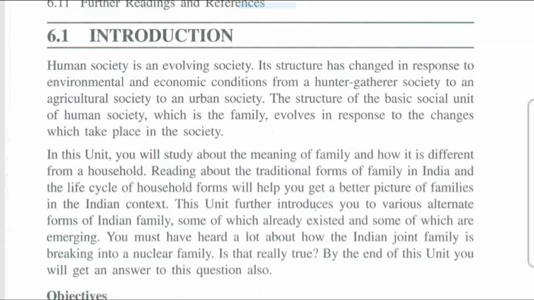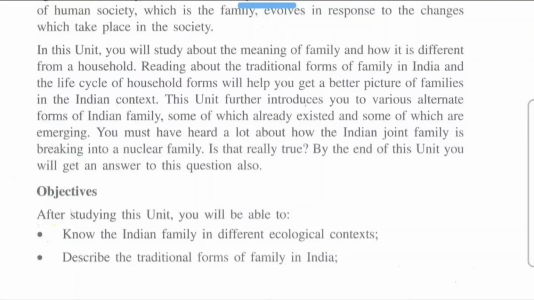In this unit, you will study the meaning of family and how it is different from a household. Reading about the traditional forms of family in India and the life cycle of household forms will help you get a better picture of families in the Indian context.